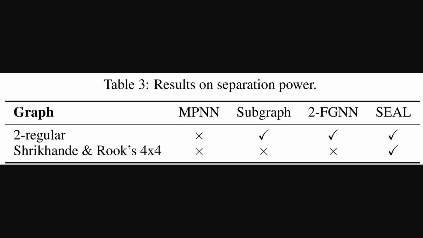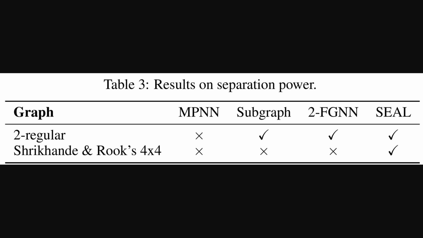Following those visual examples, Table 3 now quantifies what's called separation power. This table shows how well different graph neural network models, message-passing neural networks, subgraph-based graph neural networks, two GNNs, and another called SEAL, can distinguish between very specific, tricky graph structures. We see for two regular graphs, message-passing neural networks fail, but the others succeed.